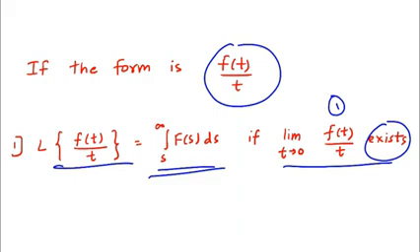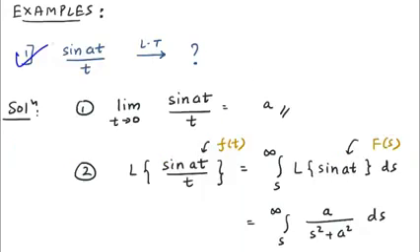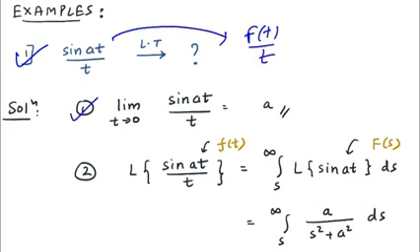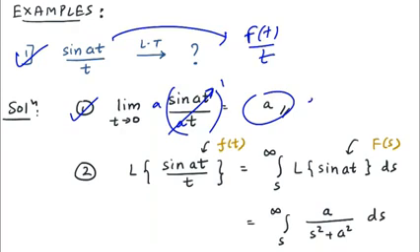Let us understand this by an example. So the first example is sin at upon t. Tell me what would be the Laplace. So yes, this is of the form f of t upon t. So the first task is to check the limit. So limit t tends to 0 sin at upon t, the answer would be just multiply and divide with a. So this is the form of limit t tends to 0 sin at upon at, which is 1, right? And a into 1 would be a. So this is the first part where you can say that the limit exists, then you can find the answer.